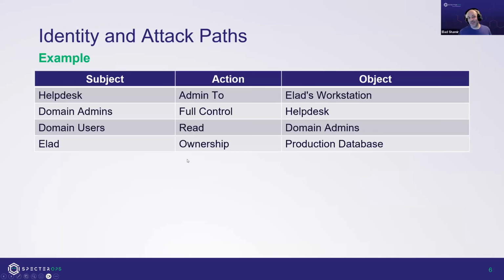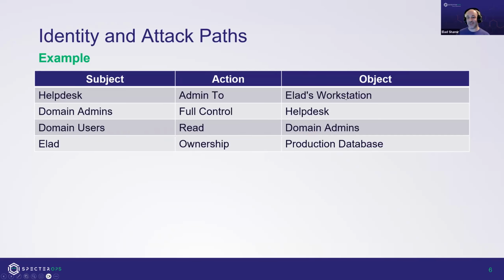So we have an example here of an access control list. We have a help desk group that has admin access to my workstation. The domain admins group has full control over this domain group. As in any Active Directory environment, domain users can read everything, including all the different attributes of the domain admins group. And I have ownership of a production database.